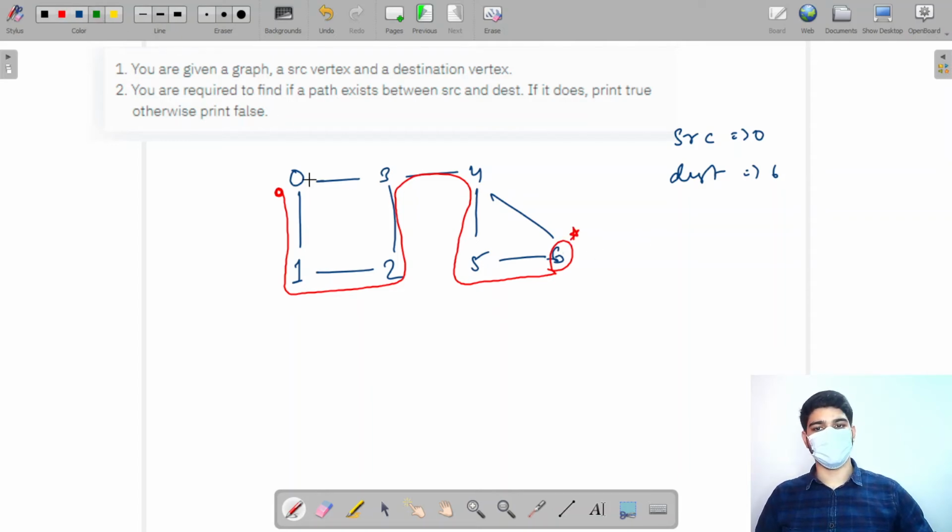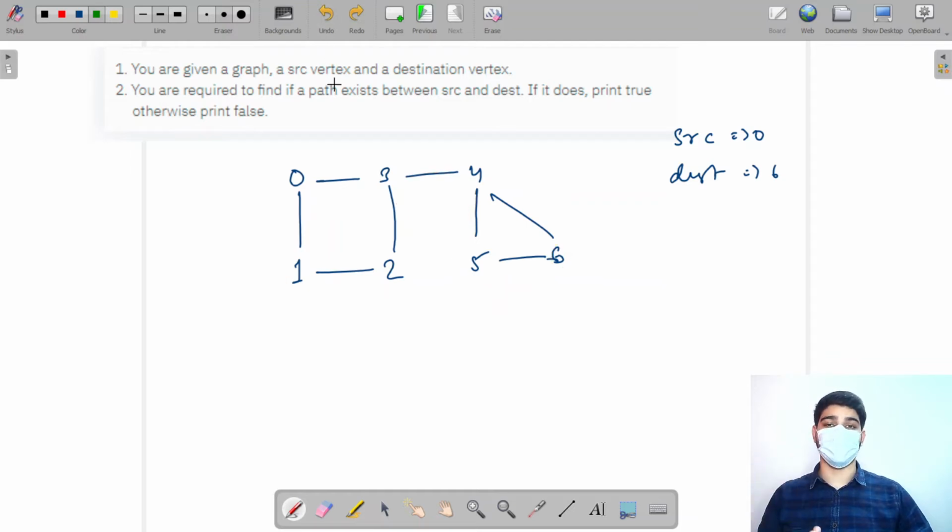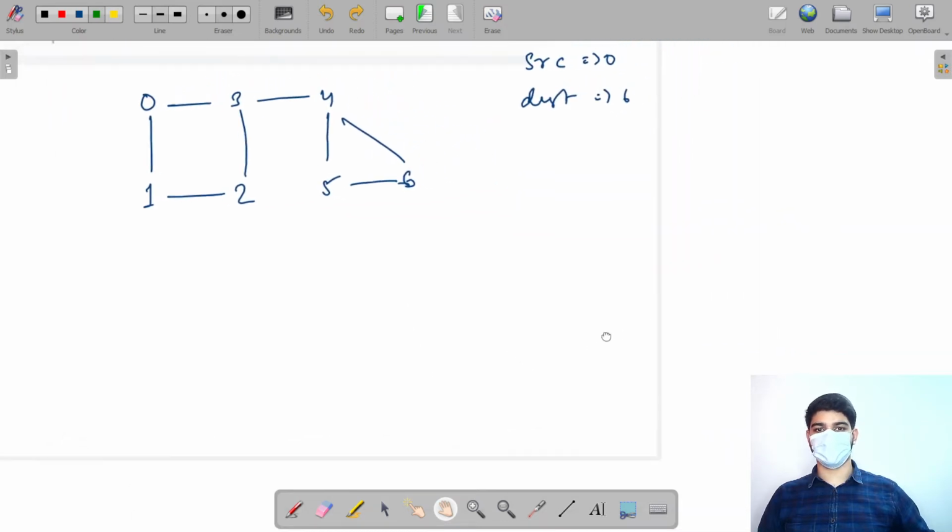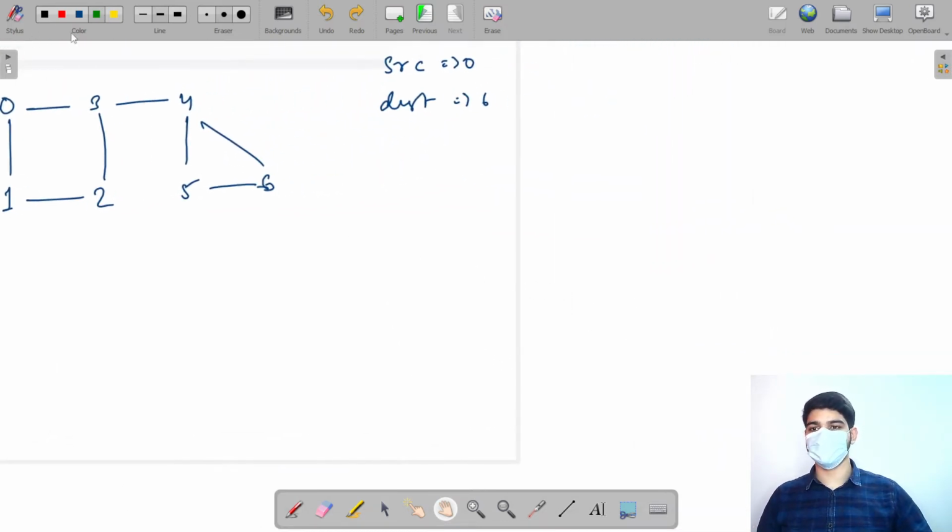Another path could be maybe 0, 1, 2, 3, 4, and if I directly go to 6, right? This also leads me to my destination, right? So there could be several paths, right? What we are interested in right now is to determine whether there exists a path at all, right? So what we are going to do for this question is write a recursive solution, right?